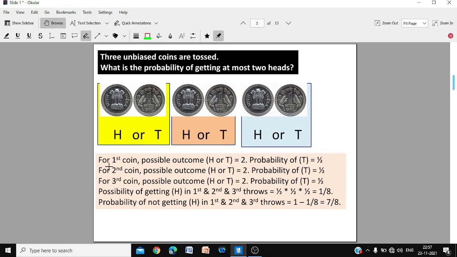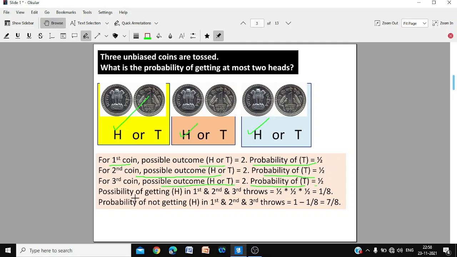So for the first coin, we have 2 possibilities, head or tail. So the probability of getting a tail is 1 by 2, and the probability of getting a head is also 1 by 2. For the second coin, again, you have 2 possibilities, head or tail, so the probability of getting a head and the probability of getting a tail is 1 by 2. For the third coin, again you have 2 possible outcomes, so the probability of getting a head equal to the probability of getting a tail is 1 by 2.